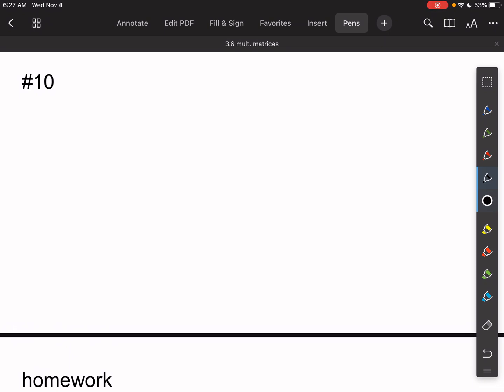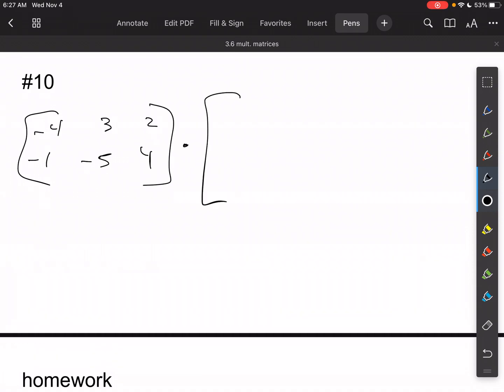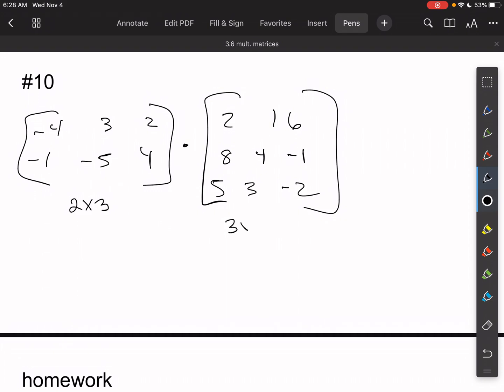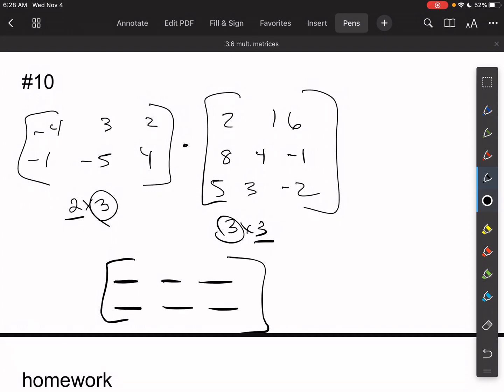So for number 10, I'll help you set that up. Number 10, we have this guy, -4, -1, 3, -5, 2, 4, and we're multiplying that by 2, 1, 6, 8, 4, -1, 5, 3, -2. So first of all, let's see if we can even multiply these. This is a 2 by 3, this is a 3 by 3. These match, therefore I know that I'm going to be stuck with a 2 by 3 matrix. All right, so we have 2 rows, 3 columns. That's going to be what our answer looks like.